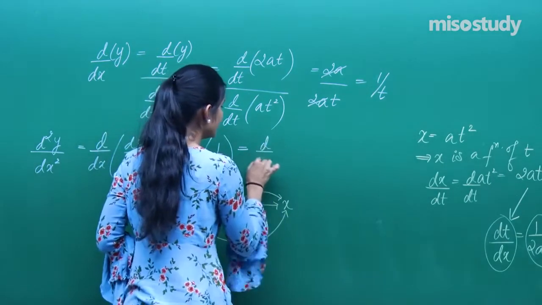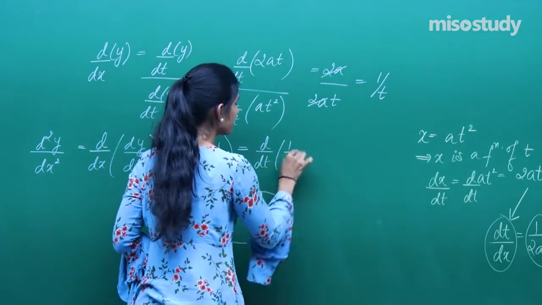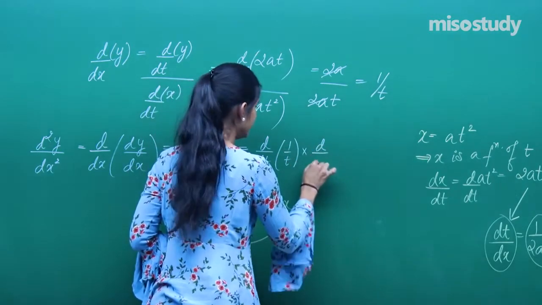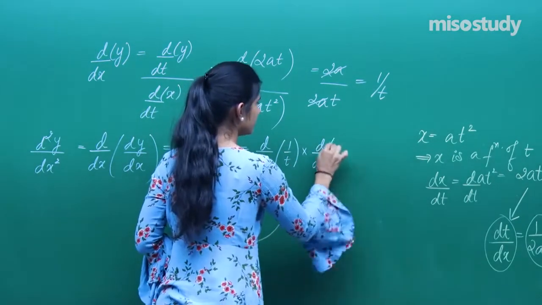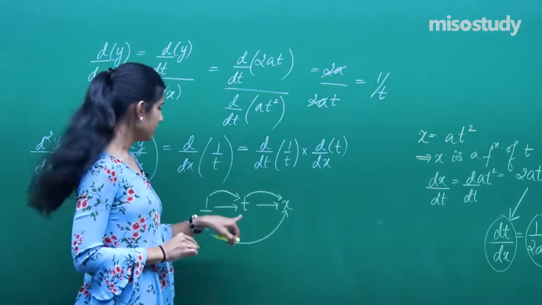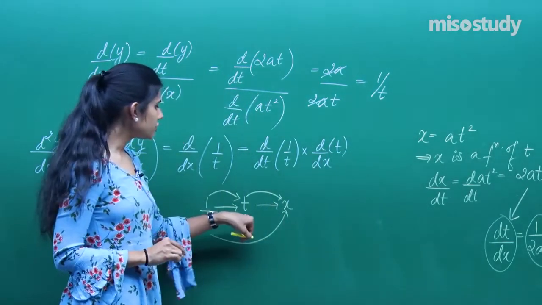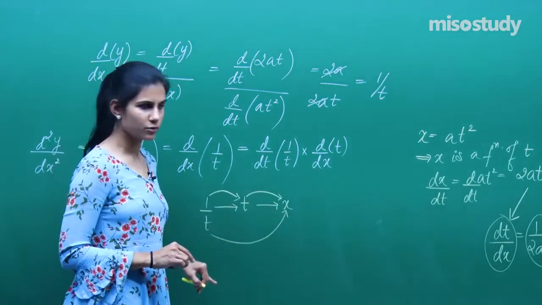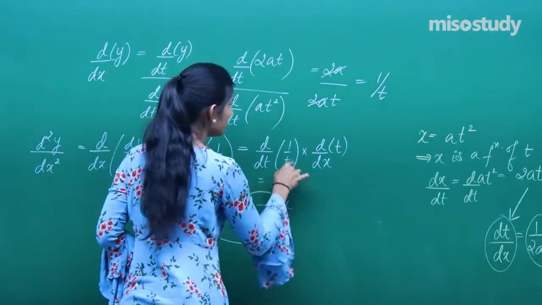1 by t is first a function of t, t is a function of x. So here you write d by dt of 1 by t into d by dx of t. So 1 by t differentiate with respect to t, then differentiate t with respect to x. What is this? This is t to the power minus 1.